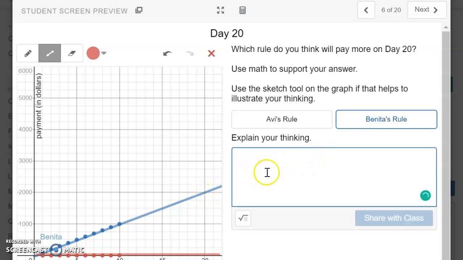Okay, and explain your thinking. I can say something like, they both look like a straight line. If Avi continues, it's not going to increase much. Benita's seems like it's increasing quite a bit. So maybe I'm choosing Benita's rule, or the slope is much bigger than Avi's.